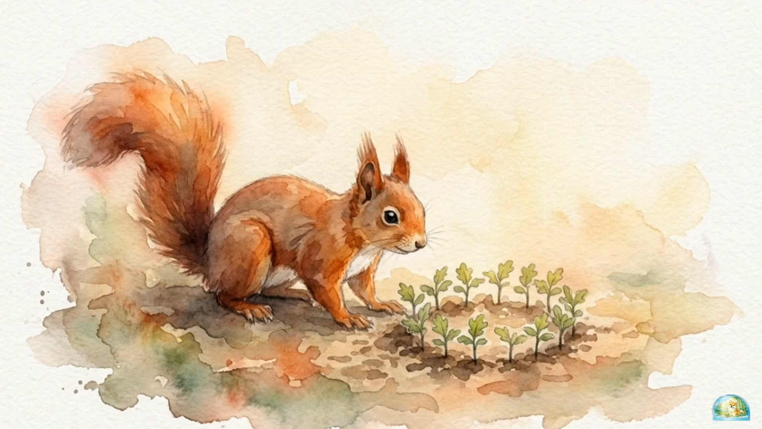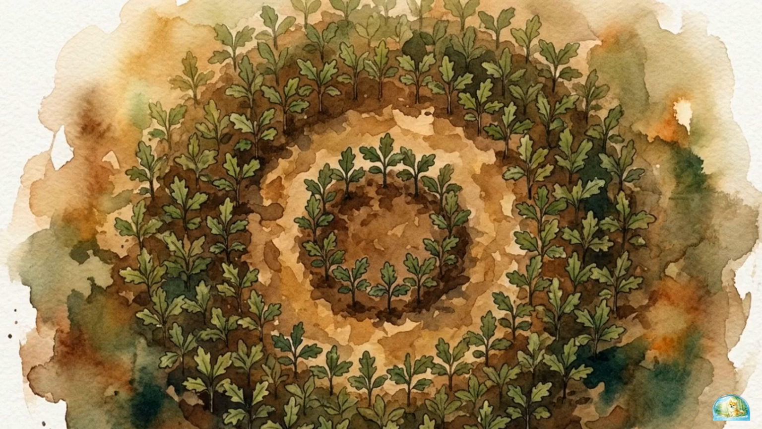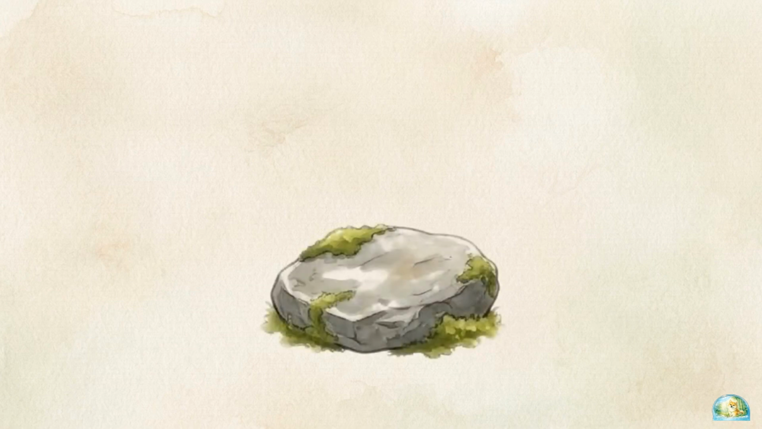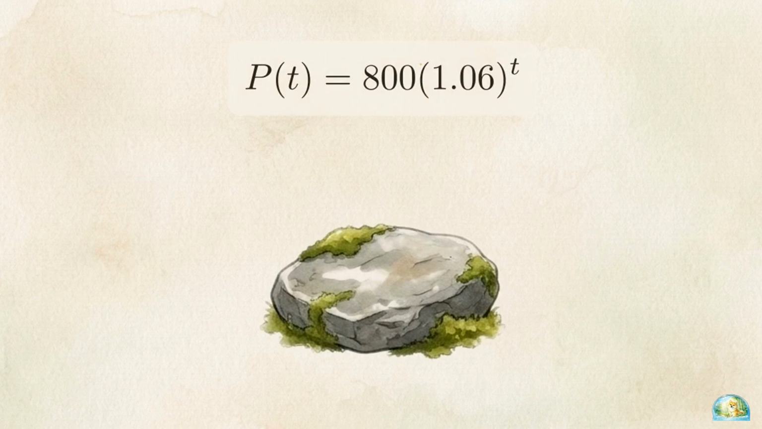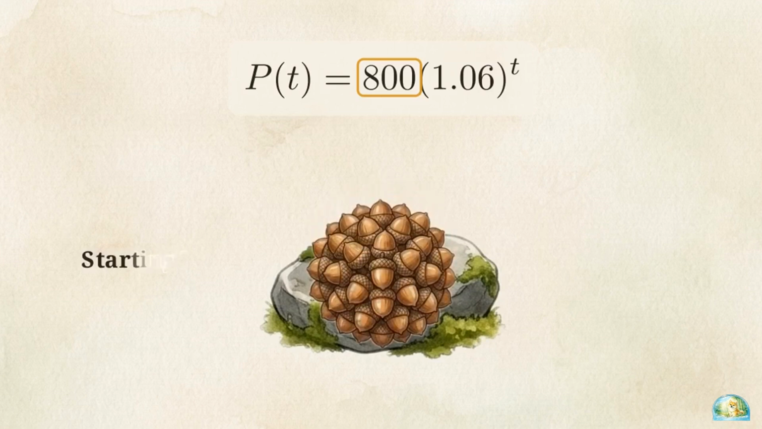Moving over to this ring of seedlings, the environment behaves differently. Instead of adding a fixed amount, the quantities multiply. This mossy diagram maps an exponential equation. P of t equals 800 times 1.06 to the power of t. The leading coefficient here is 800. Just like the previous path, this number isolates the exact starting value, the physical reality when t equals 0.